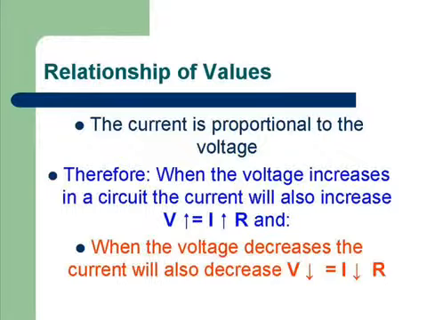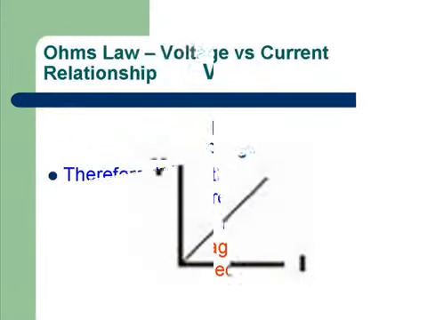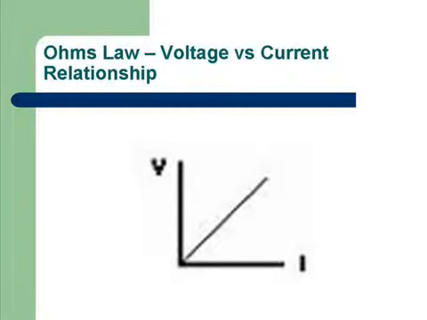The best way to see this is in graphical form. Here we have a voltage graph against the current. As you can see, it's a linear relationship.